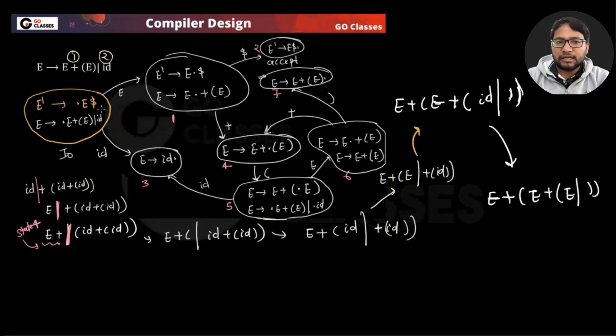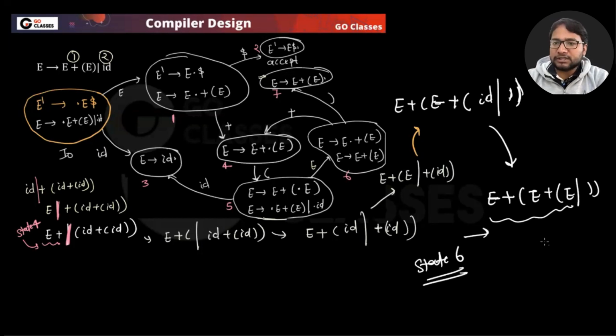Let's just rerun the DFA. Capital E plus, and then from this open parenthesis, then capital E, then plus, then open parenthesis, then capital E, right? So I think you are in the state number 6, right? If this is given to you, then you can tell me the state. So you are in the state 6.